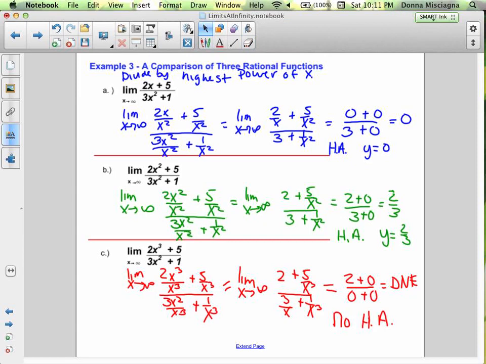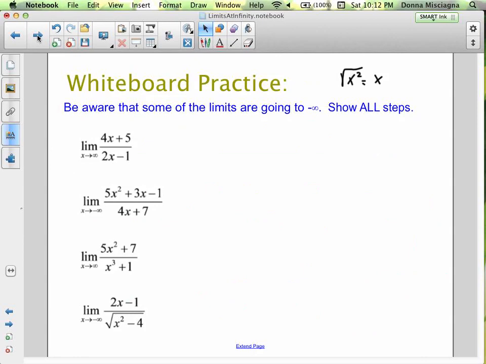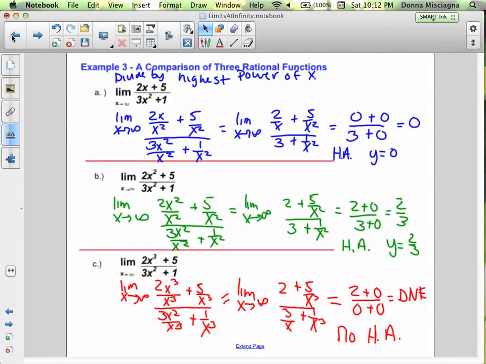All right, so there, we've calculated out 3, and 2 of them had horizontal asymptotes. And they're all a little bit different. One was 0, one was 2/3, and one didn't have one. Oh, and that's the end of my lesson. I actually was under 30 minutes.